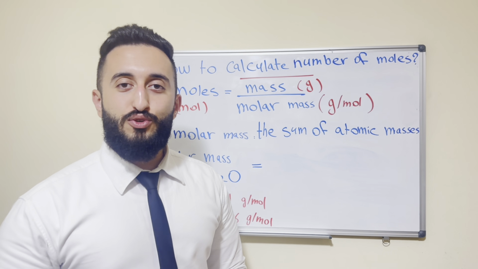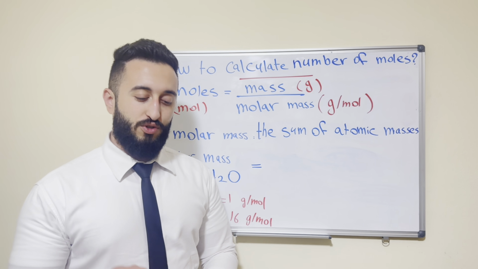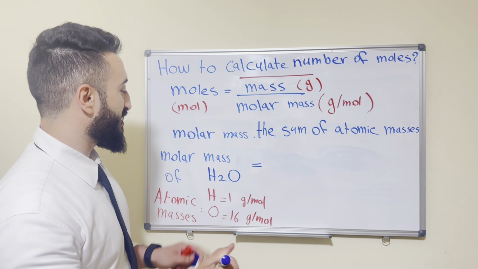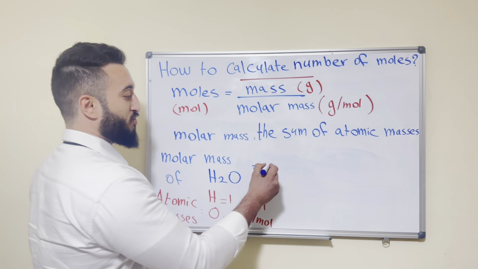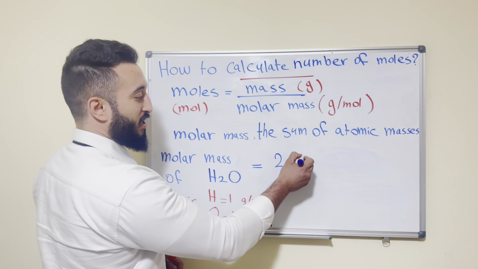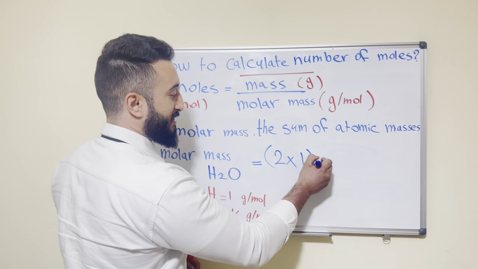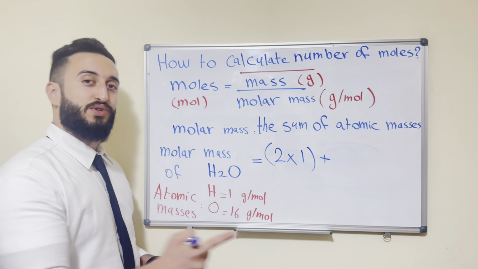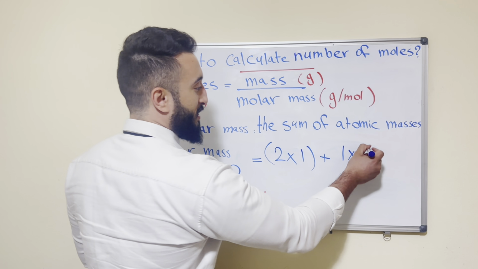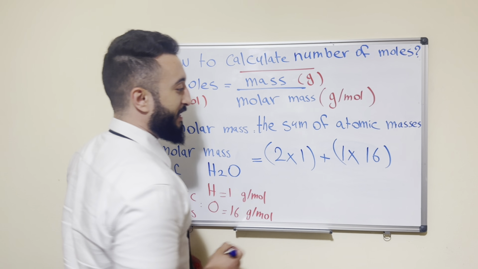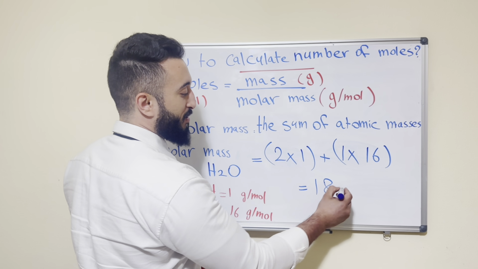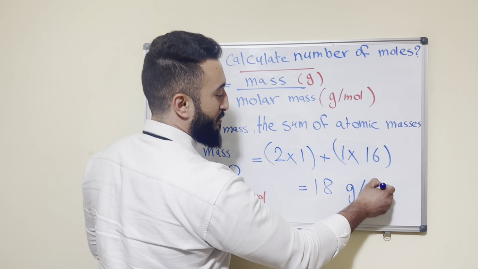So let's try to calculate the molar mass of H2O, water. The water molecule has H2O. What is the number of hydrogens here? We have 2. So the number of element 1 is 2 times the mass of element 1, which is 1. That's the first element, added to the second one. How many oxygens? We have only 1. So the mass of oxygen is 16. 1 times 16 equals 16, plus 2 equals 18. And the unit of molar mass is gram per mole.